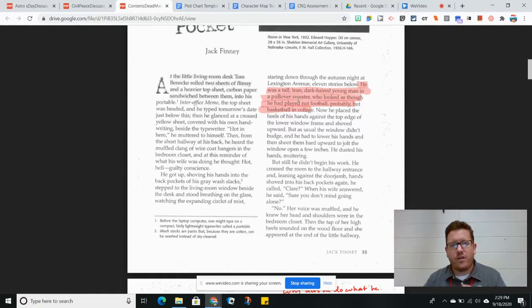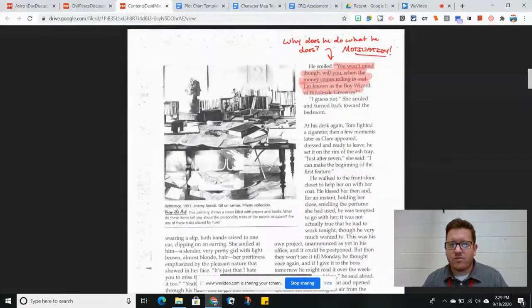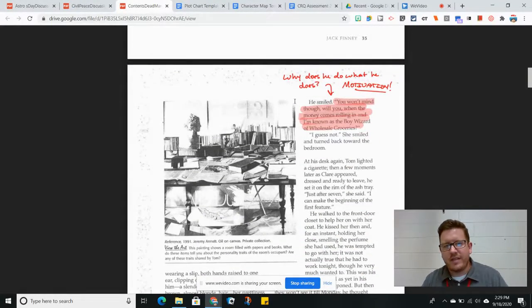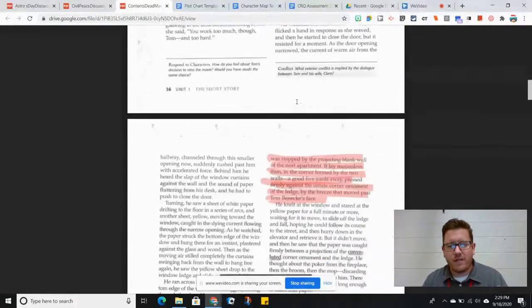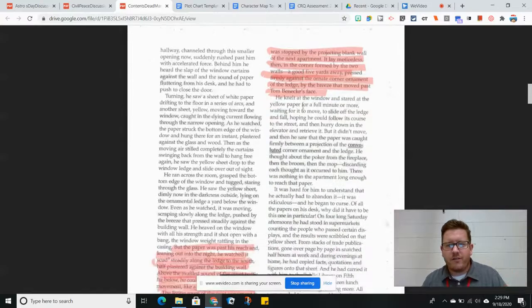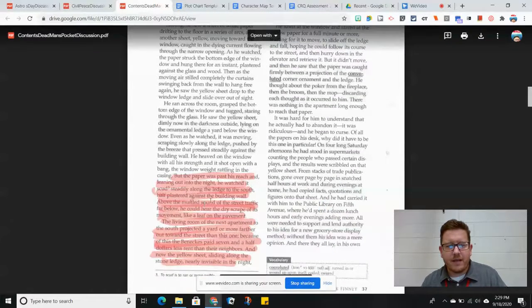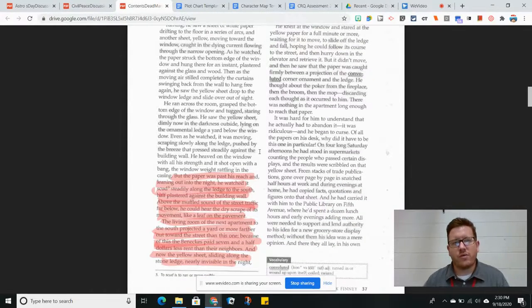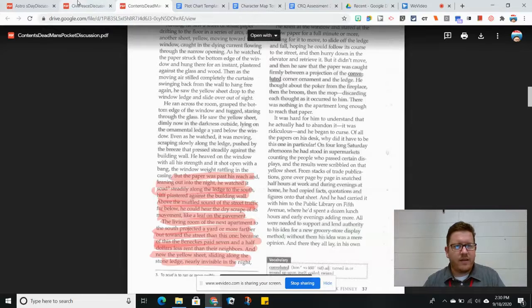So you've got some physical description here of Tom, and that's important. In this story, the physical description of the character matters. It matters that he's a tall, lean, dark-haired young man in a pullover sweater who looked as though he had played not football, but basketball. Once you get into the action of the story, you'll see why it's so important that he was tall and lean. So scroll through here, pay very careful attention to the pink highlighted text, because this is another one of those stories where the author uses physical description to set the scene, to give us more information about what's going on in the story.